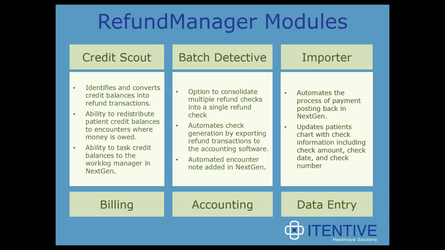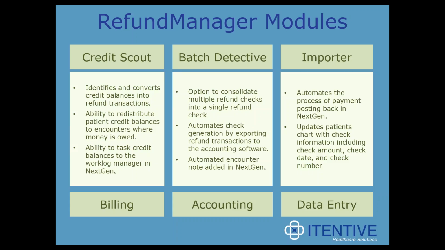This slide shows the 3 modules that make up RefundManager. We have a Credit Scout module, a Batch Detective module, and an Importer module. The Credit Scout module is the module that's used by the billing group to identify where the credit balances lie and then be able to decide what to do with that credit balance. So in this module, we give them the capability to issue a refund or redistribute that credit balance to an encounter where the money is owed, or task it out for further research in the Work Log Manager in NextGen.